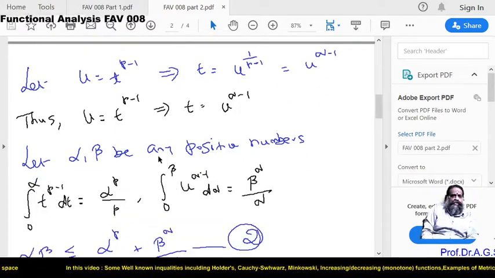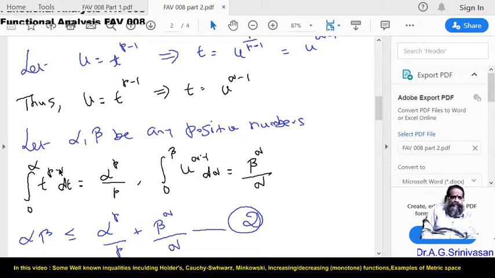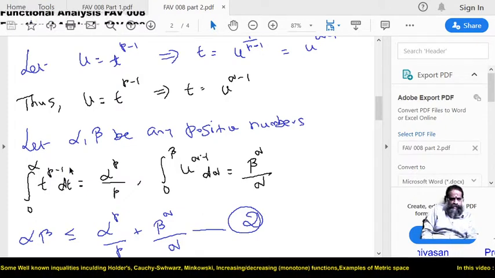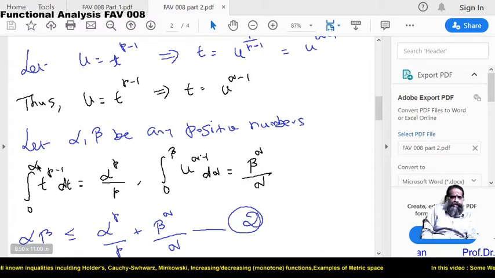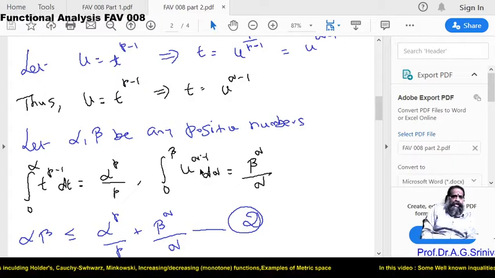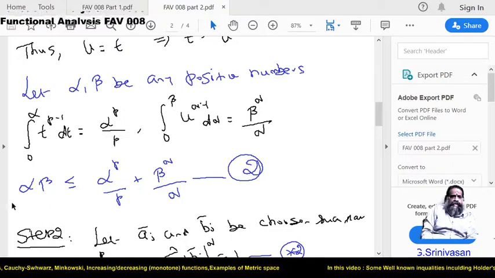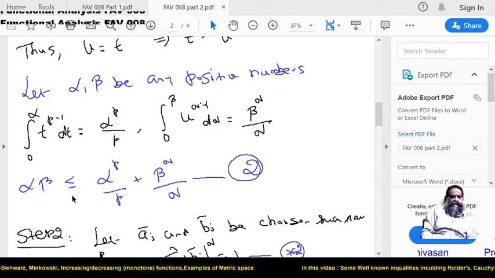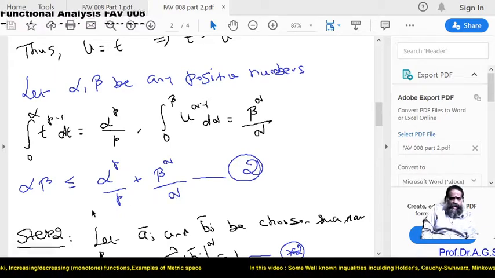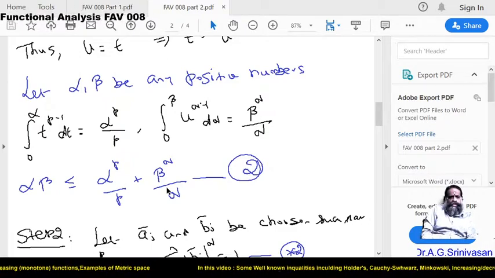Let alpha and beta be two positive numbers. Then the first observation is that the integral from 0 to alpha of t^(p-1) dt is t^p / p with limits 0 to alpha, which is alpha^p / p. Similarly, the integral from 0 to beta of u^(q-1) du is beta^q / q, and by the result we already proved, alpha beta is less than or equal to alpha^p / p + beta^q / q. The proof can be found in any textbook if you want a detailed proof. So step 1 is this.